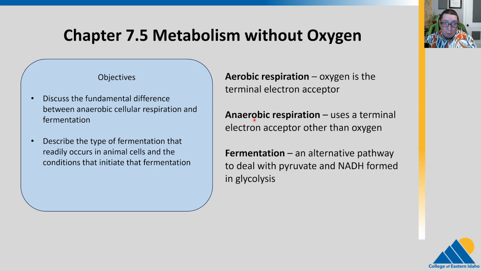Our previous examples were primarily focused on eukaryotes with a mitochondria. And those organisms do aerobic respiration. This is using oxygen as that terminal electron acceptor in the mitochondria there to pull the electrons through.